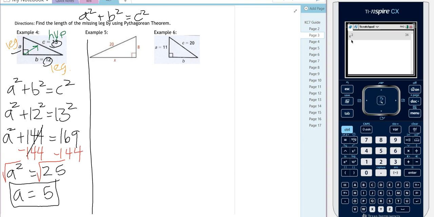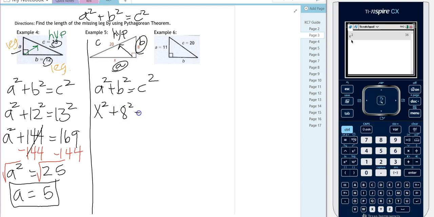All right, same thing for example number 5. Across from the 90-degree angle, this is our hypotenuse, right? This is our C. We can have an A and our B over here. And then we're going to substitute into that equation, right? A squared plus B squared equals C squared. Substitute what we know. We have this leg, we don't know what that is, so therefore that's my X squared. My B squared is over here, which is 8. My C squared is over here, that's my hypotenuse, which is 20.